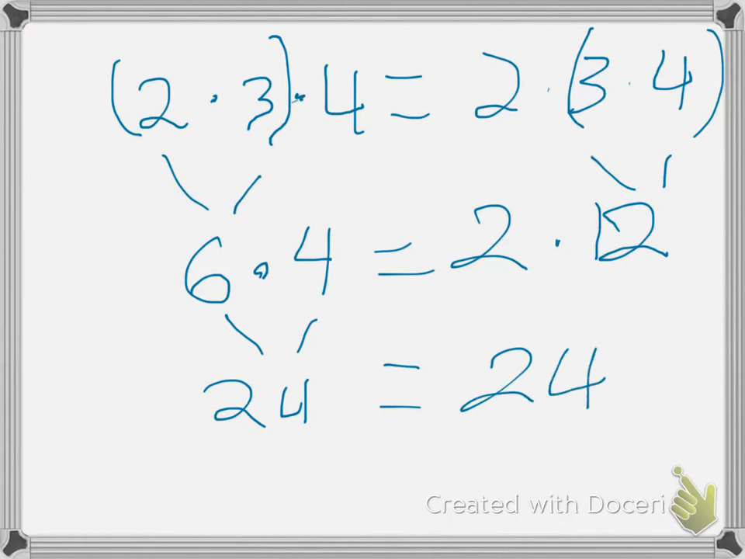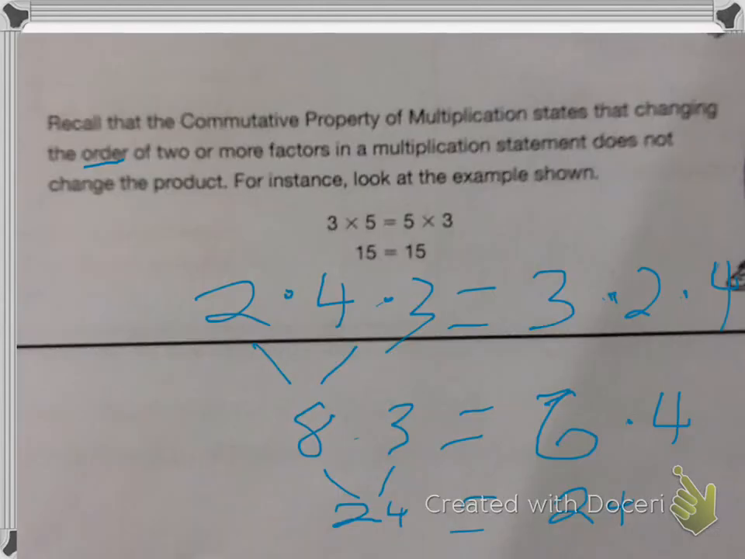So for the associative property, we changed the grouping of the factors. That didn't affect the product. The commutative property, again, we changed the order of the factors, and that didn't affect the product either. So, a review of associative and commutative properties of multiplication.